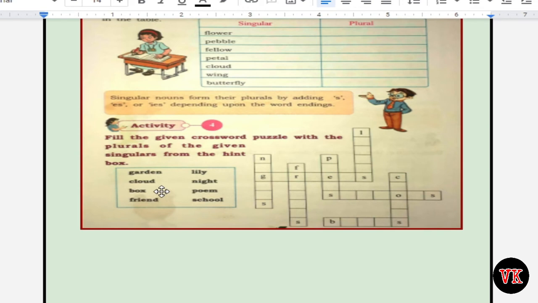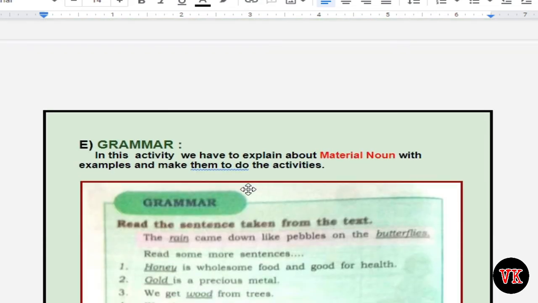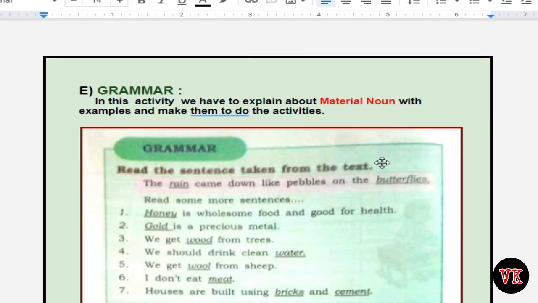The next activity is grammar. In this grammar, we have to explain about material noun. This is one type of noun we know very well. We have to explain about material noun with examples and make them do activities. In the grammar, read the sentence taken from the text. The rain came down like pebbles on the butterflies. Here the underlined words are rain, butterflies.